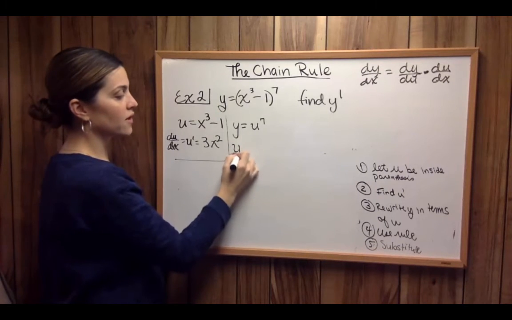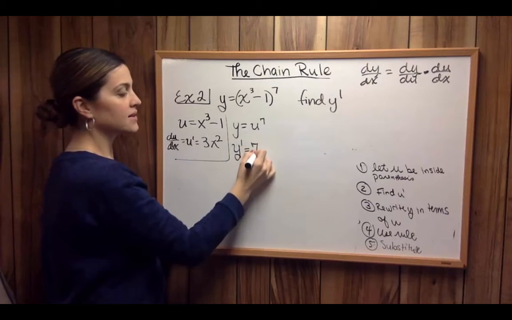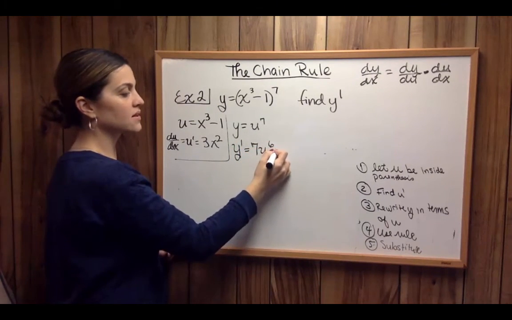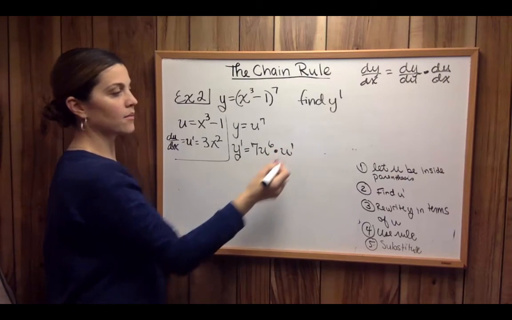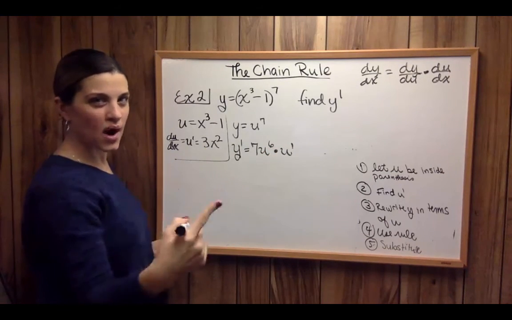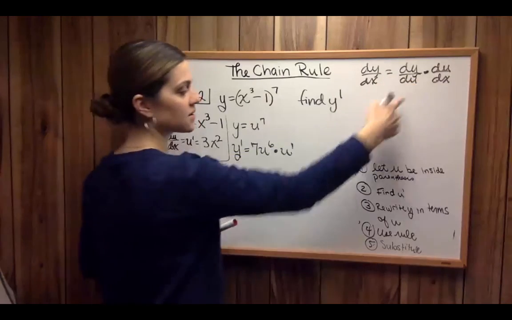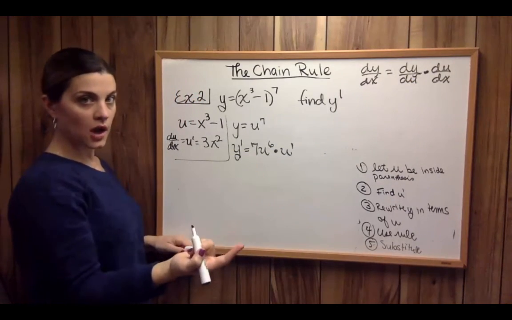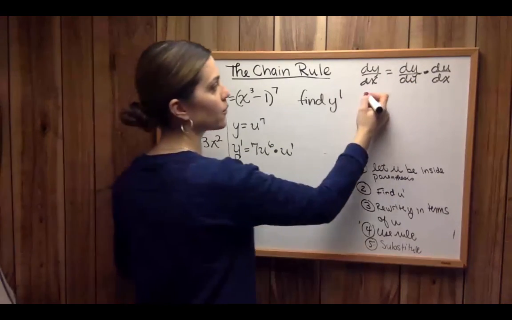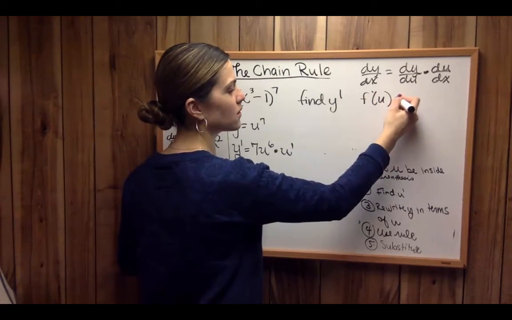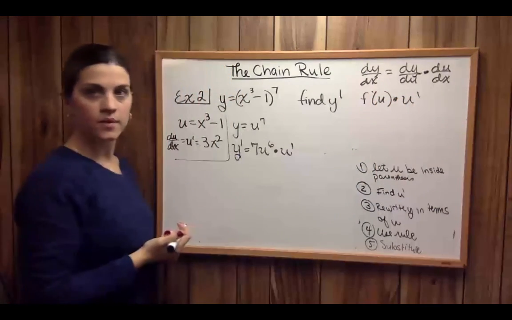So let's take the derivative. Y prime is 7u to the 6th times u prime. It's not u to the 1 power, it's u prime, or du dx. Remember, that's your chain rule. The other way we wrote it, f prime of u times u prime.